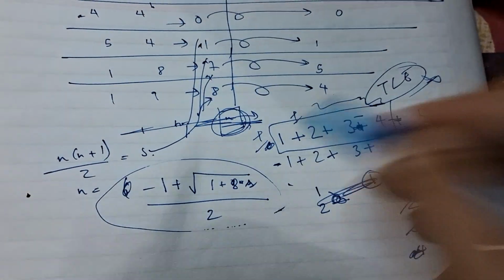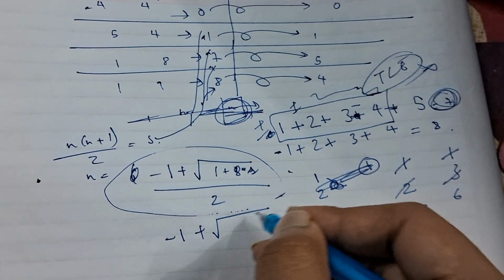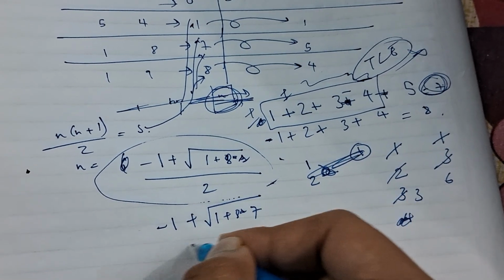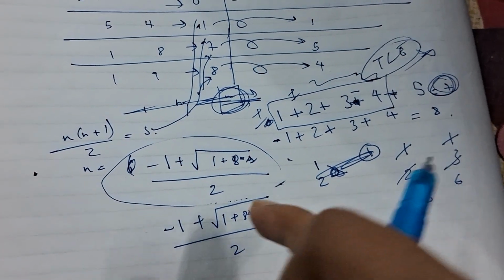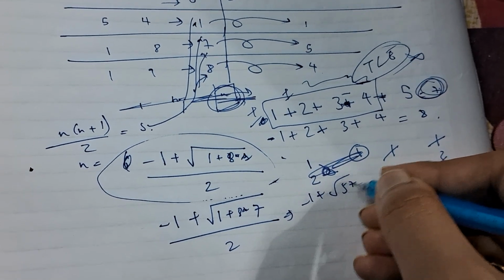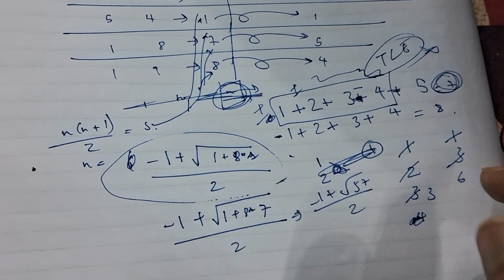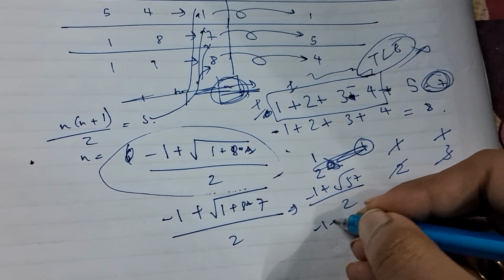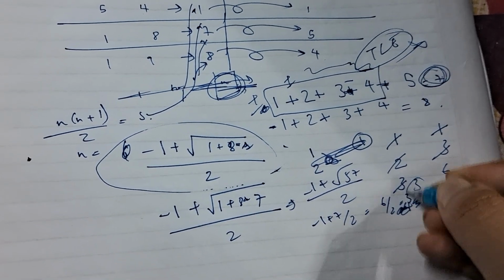Now let's check it with Sridhara Acharya's formula. For 7, it is minus 1 plus root over 1 plus 8 into 7, by 2. So 8 into 7 is 56, 56 plus 1 is 57, so minus 1 plus root over 57, by 2. Now we know that 8 squared is 64 and 7 sevens are 49, so it is almost 7. So minus 1 plus 7 by 2, that is 6 by 2, that is 3, right? So you get this number.